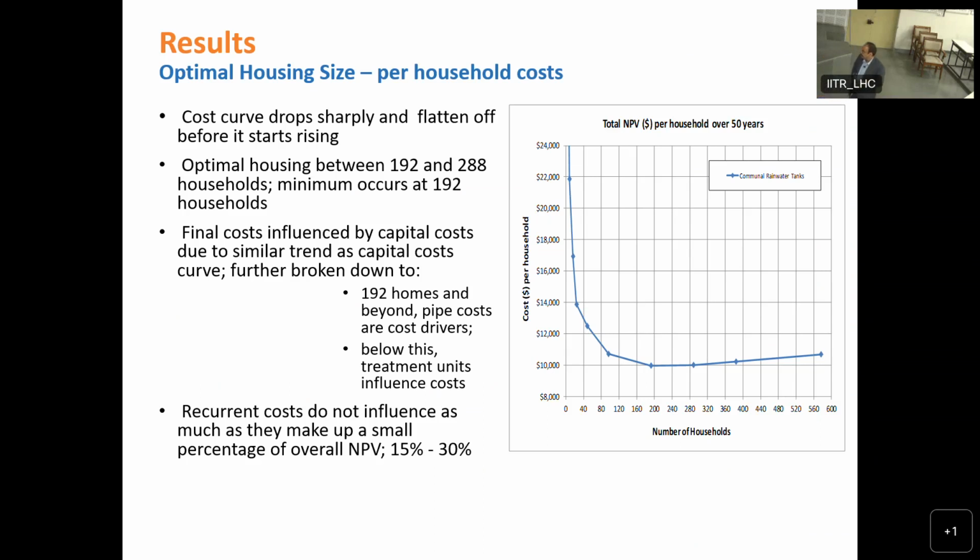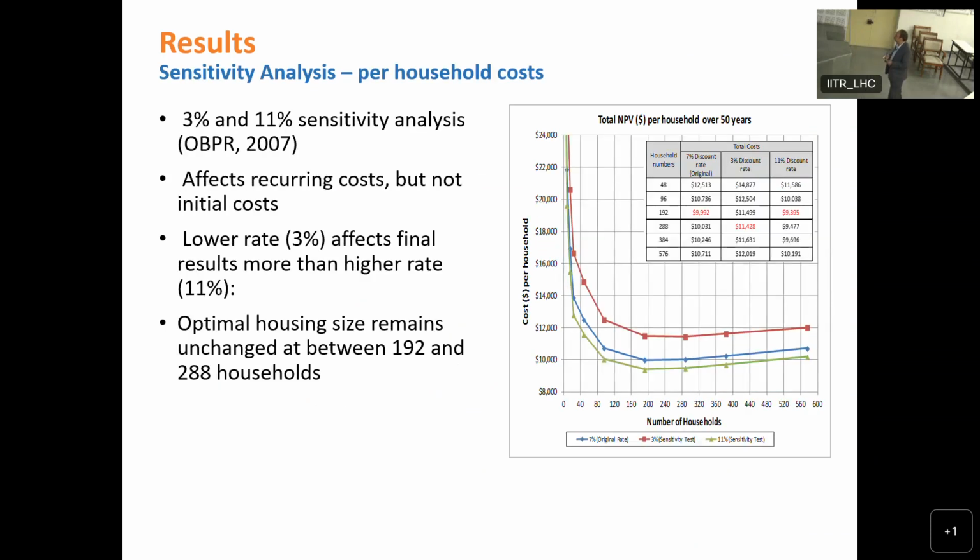Then what we also did was vary the discount rate factor, which we initially assumed as 7, but we changed it from 3 to 11. And I think you can see over here, there is not much of a difference in the minimum number. But it can be different based on the discount rate factor.